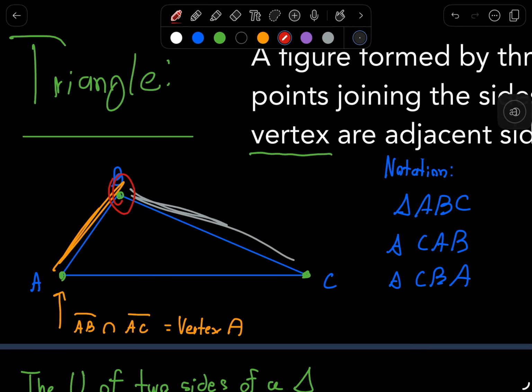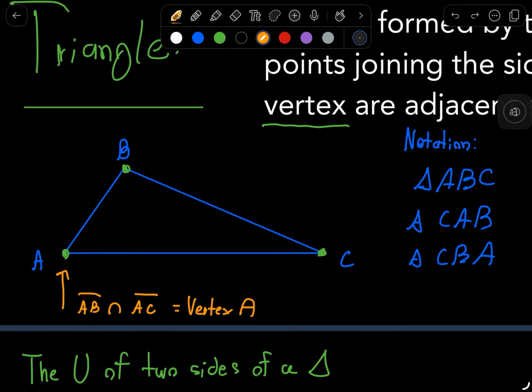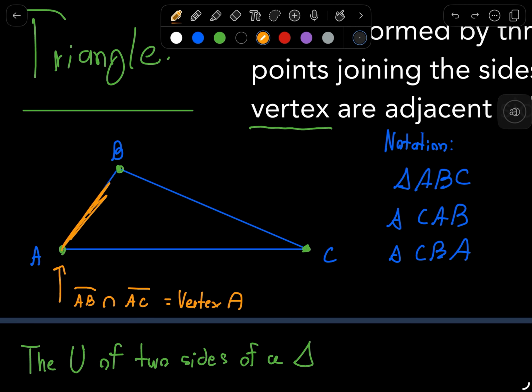And just to give another example for union, if you have a union of AB and BC, well, what do those two segments form? They form an angle. So the union of these two sides here would be angle ABC.